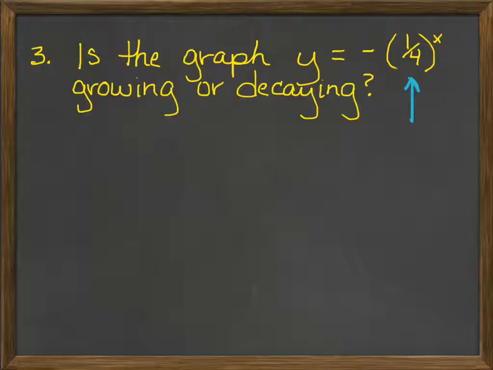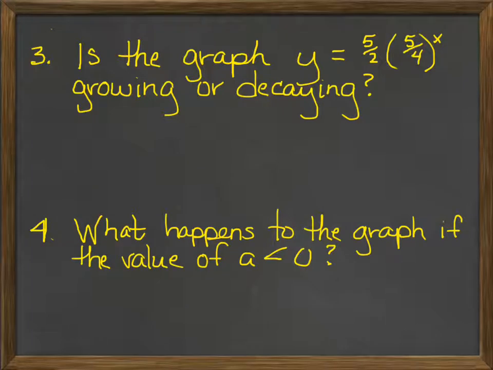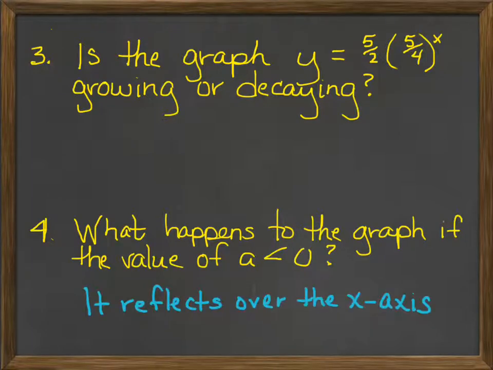Even though it's a fraction, do not distribute the negative. It is decaying because that fraction is between 0 and 1. It is growing. Just because it's a fraction doesn't mean it's decaying. It has to be a fraction between 0 and 1 in order for it to be decaying. So what happens to the graph if the value of a is negative? In other words, in number 3, if 5/2 was negative, what would happen? Well, the graph would reflect over the x-axis.